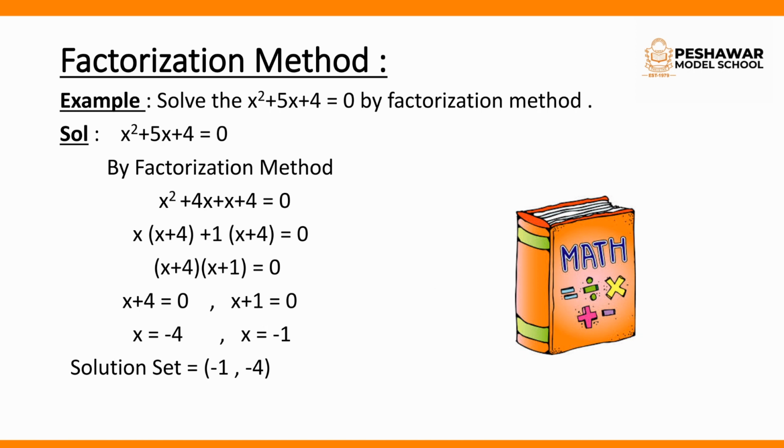= 0. Taking x as common from the first two terms, we will have x + 4 in the bracket, and from the second two terms we can take +1 as common, so we will have x + 4. Again we can see that x + 4 is common, so we will have (x + 4)(x + 1) = 0. We have two factors, so taking each factor equal to 0, we get the solution set x = -1 and x = -4. So these are the two possible roots that we can find with the help of the factorization method.